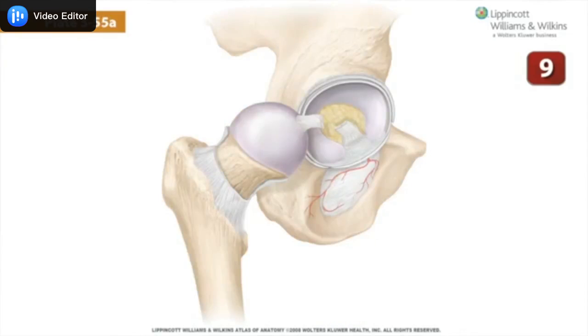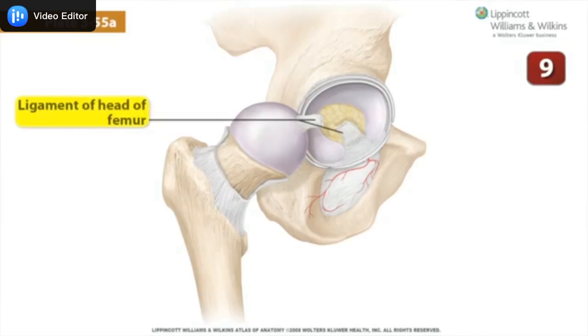The fourth ligament of the hip joint, which does not contribute to the capsule because it is found inside the capsule, is the ligament of the head of the femur. It runs from a notch on the inferior part of the acetabulum to an indentation in the head of the femur, which is called the fovea. While this ligament is intracapsular, it is not within the synovial lining. Instead, it is surrounded by the lining and is extrasynovial.